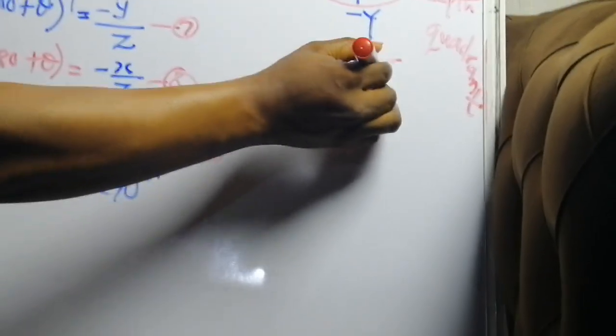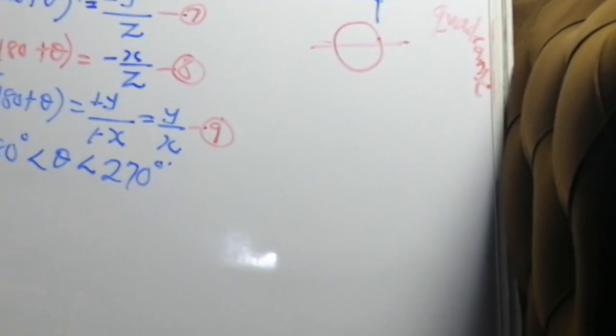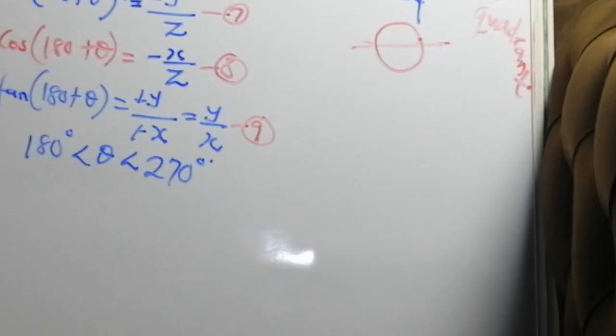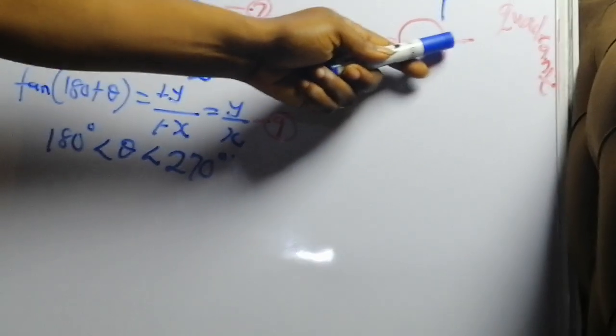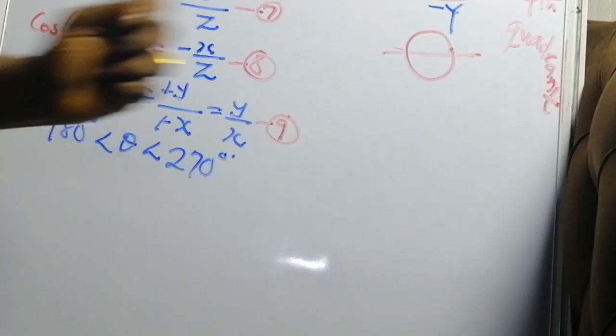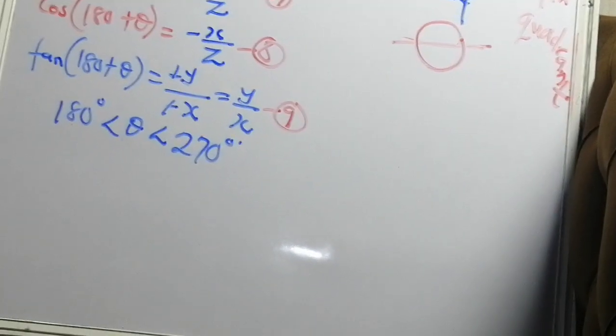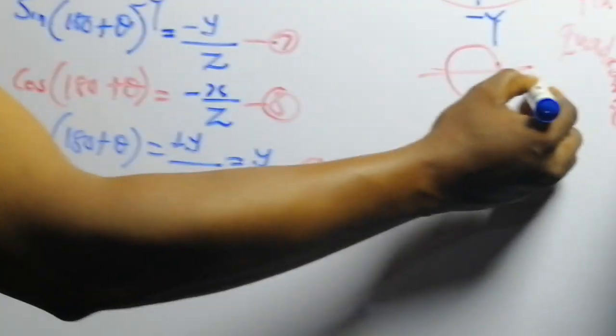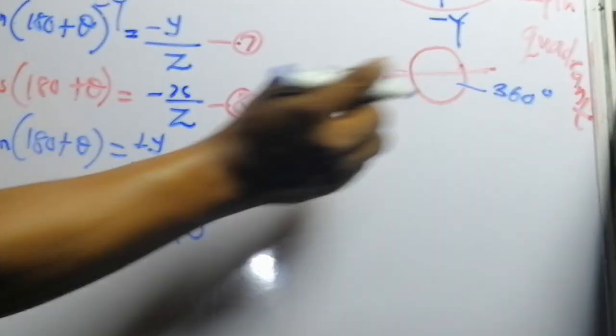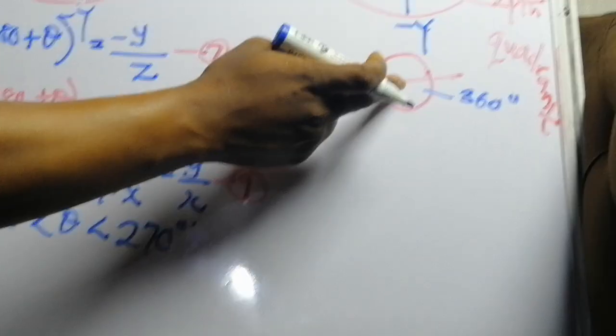Angle in a circle. Angle in a circle is what? 360 degrees. Okay, this is 180. Angle on a straight line is 180, plus another straight line, that's 180. 180 plus 180 will give you 360 degrees. So angle in a circle is what? 360 degrees.